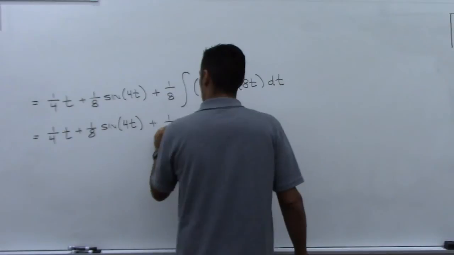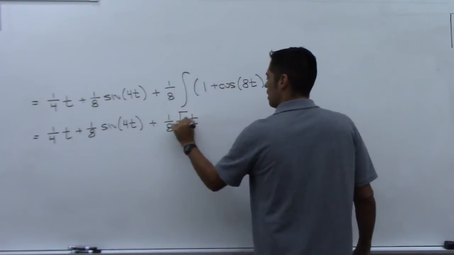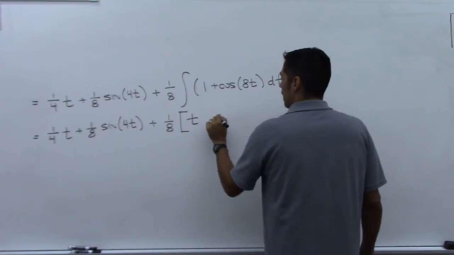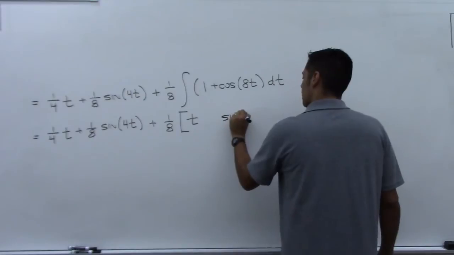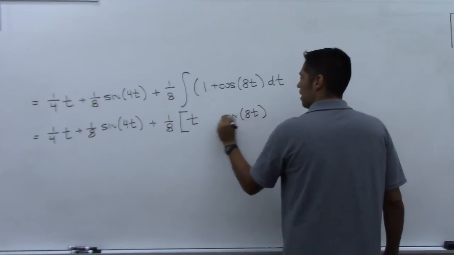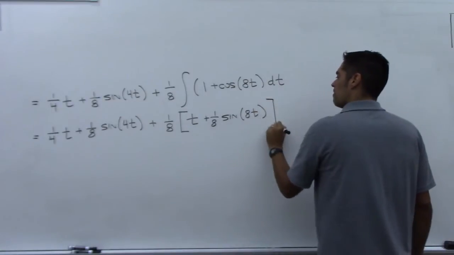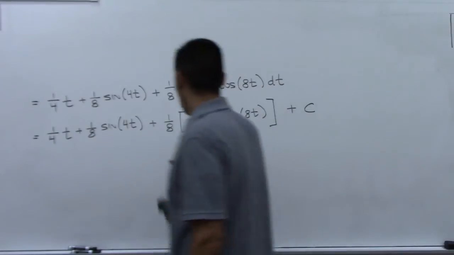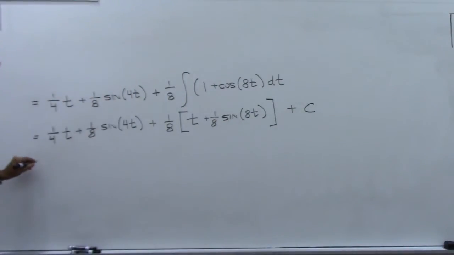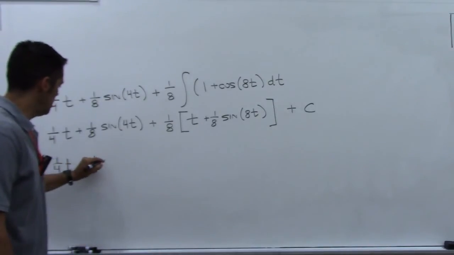Plus 1/8. Now here's my antiderivative. Antiderivative of 1 with respect to t is just t. And then antiderivative of cosine of 8t is sine of 8t, but I have to scale it, 1/8. And then I've done the antiderivative, so plus c. And now what I'll do is distribute that 1/8 through. You can see why I went, ugh, when I saw this problem. I kind of knew where we were headed.